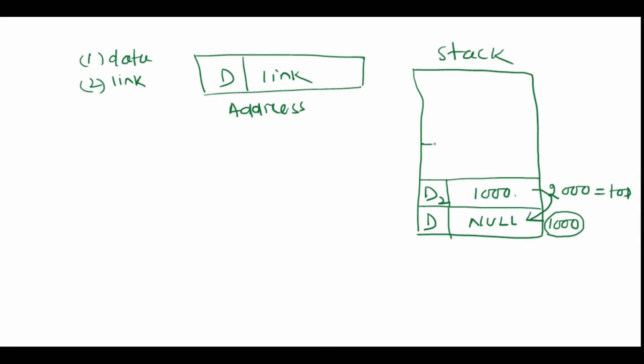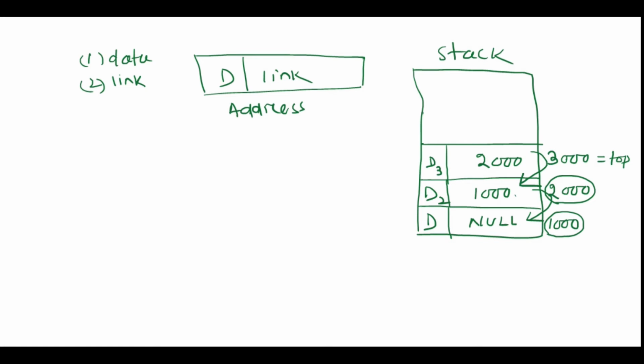Similarly, when you insert a third node, suppose this has the data D3, and suppose this node's address is 3000. Now this node's link will contain the address of the previous node. The address of the previous node is 2000, so this will be 2000, and this will be the top instead of the previous one. So the link is like this.